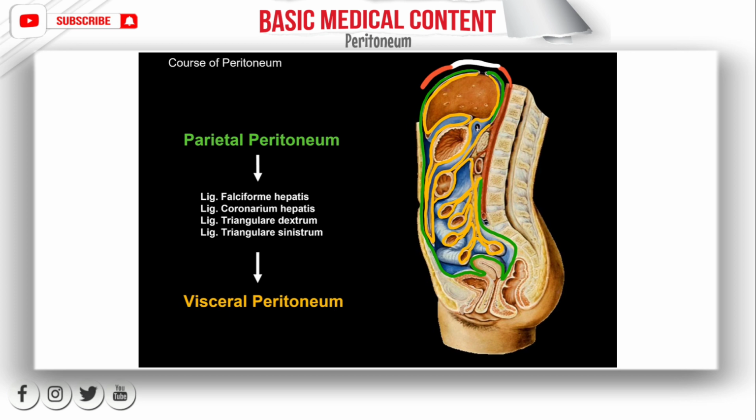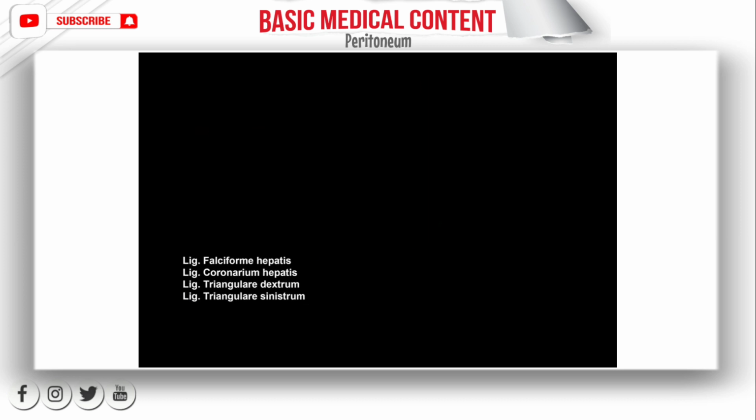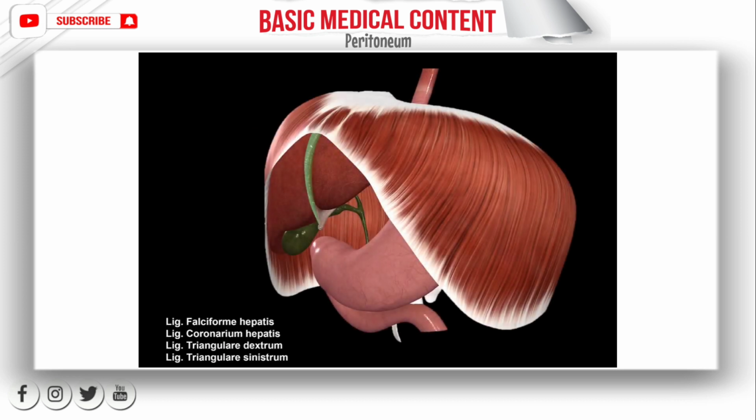So the parietal peritoneum, the one that covers the inner surface of the abdominal and the pelvic wall, continues as the visceral peritoneum through these four ligaments up here in this area. So the first ligament by which the parietal peritoneum continues into the visceral peritoneum is this one, the falciform ligament, or ligamentum falciforme, connecting the visceral peritoneum on the liver to the parietal peritoneum on the anterior abdominal wall. So let's put a check mark there.